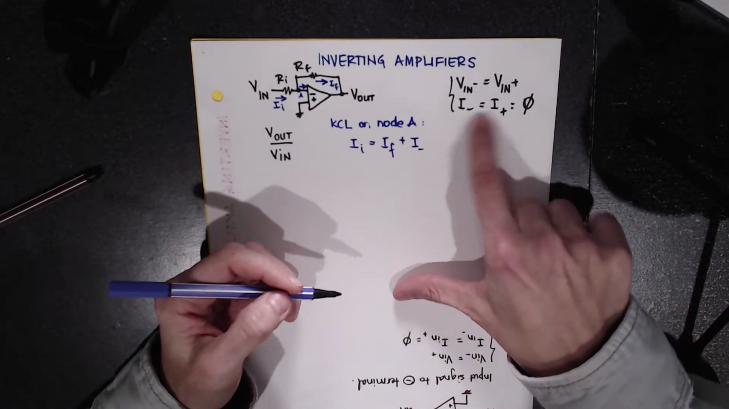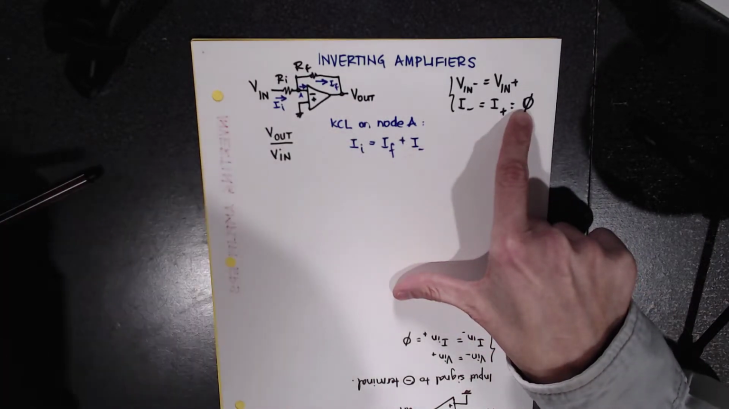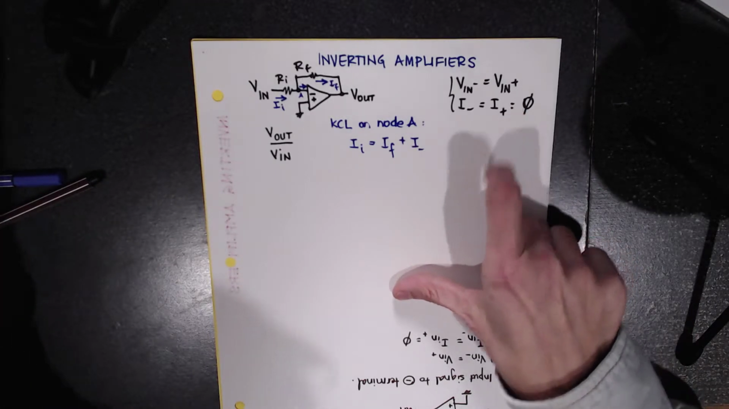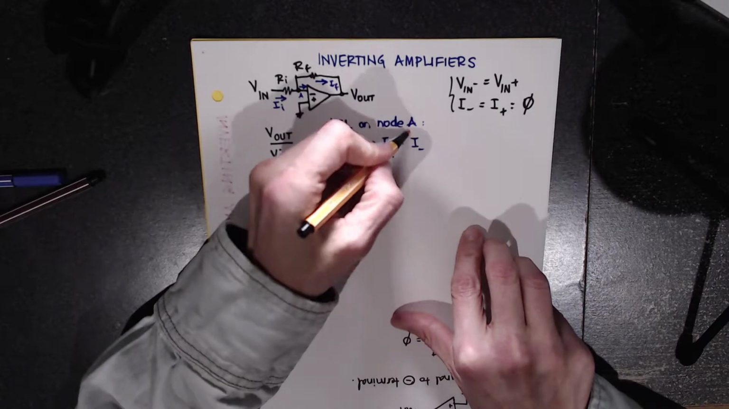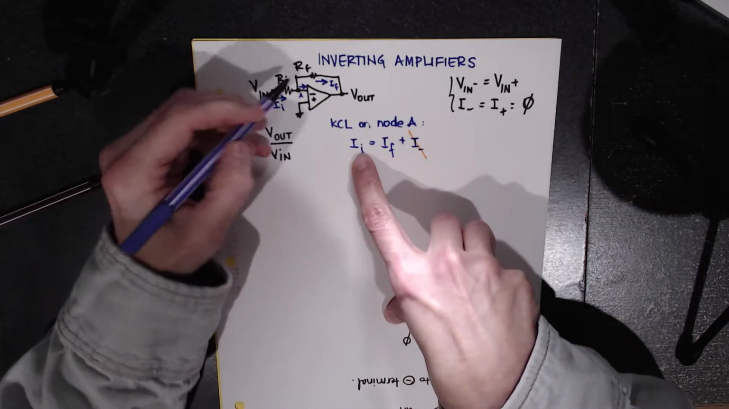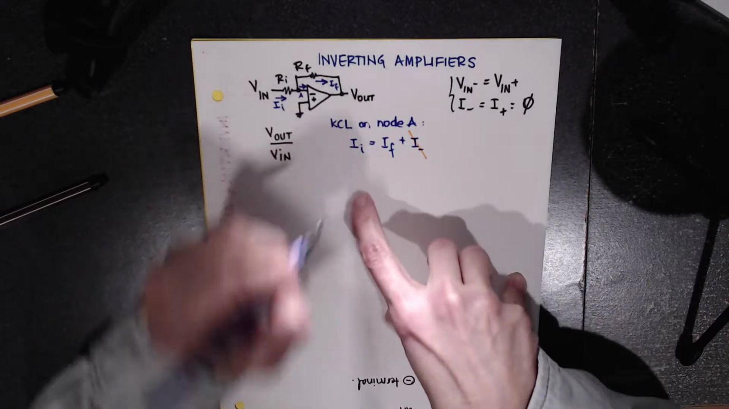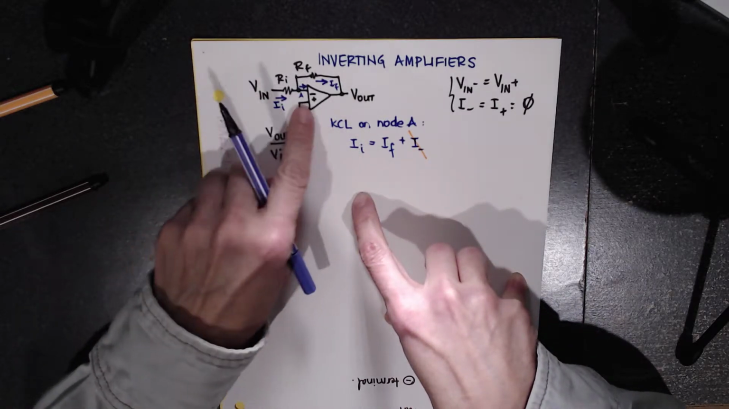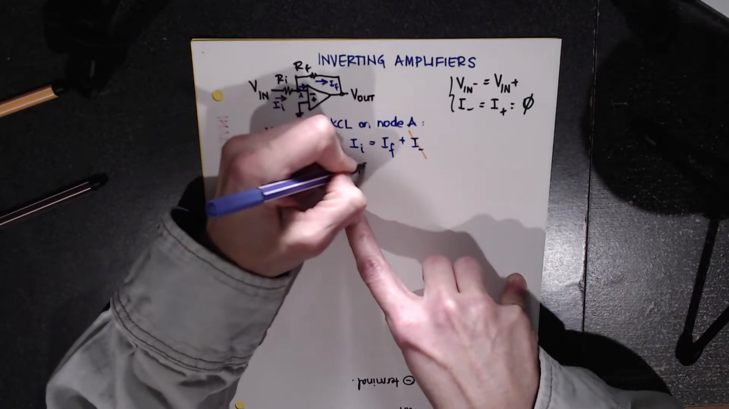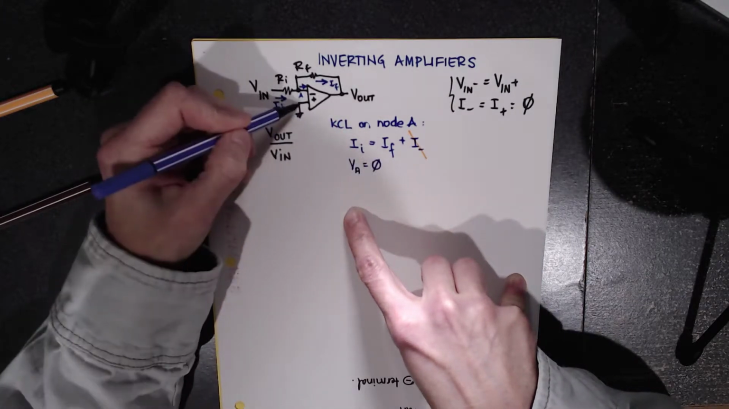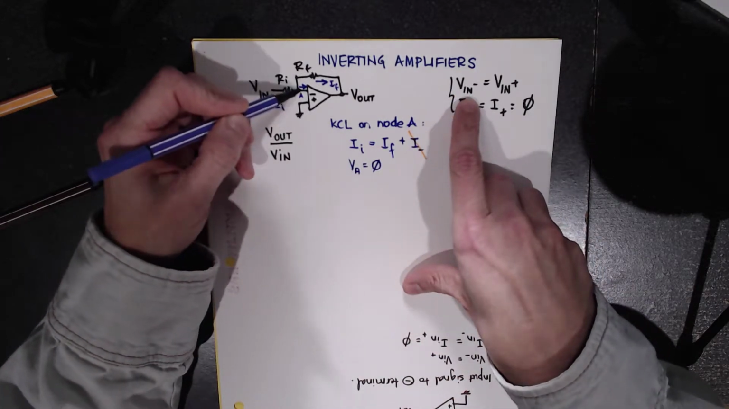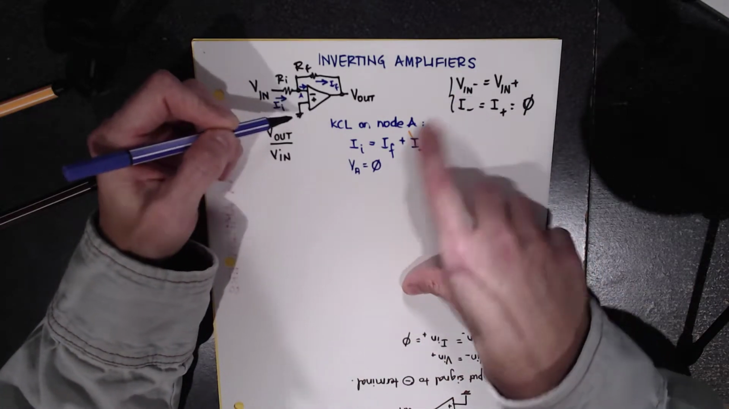But we just said that that is 0. So what happens is this gets cut out here. And therefore the current here equals the current through the feedback resistor. But now I know that the voltage on that node A equals 0 because the voltage here on the plus side, which gets mirrored to the minus side, is 0 because of ground.